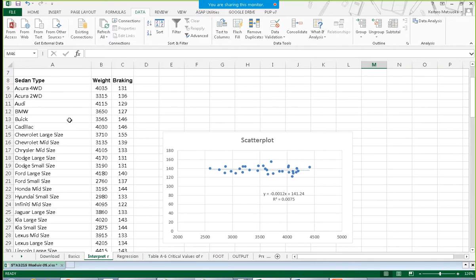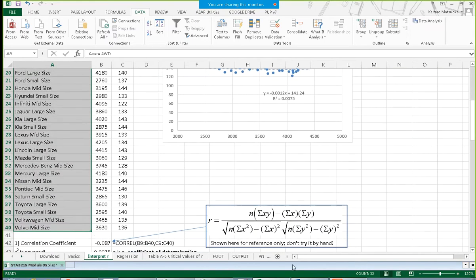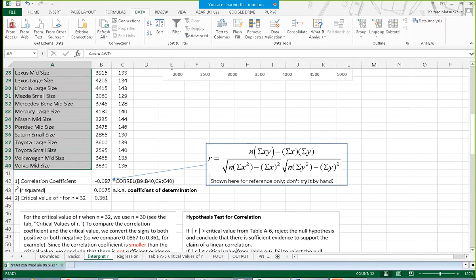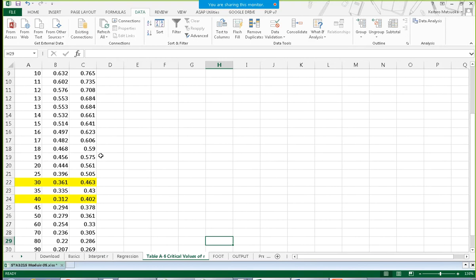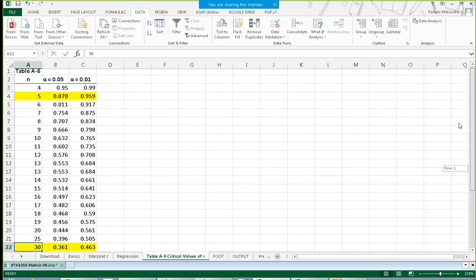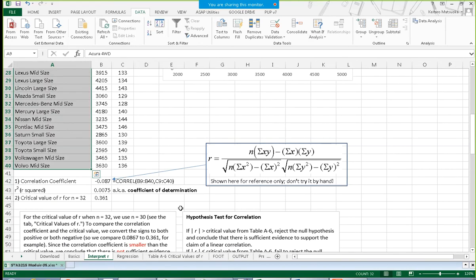If you count the number of cars in here, there's 32 of them. So when you go to Table A6, you pick the n that's closest to your given problem. So in this case, you pick 30. And under alpha of 0.05, you get 0.361. So that's going to be your critical value.